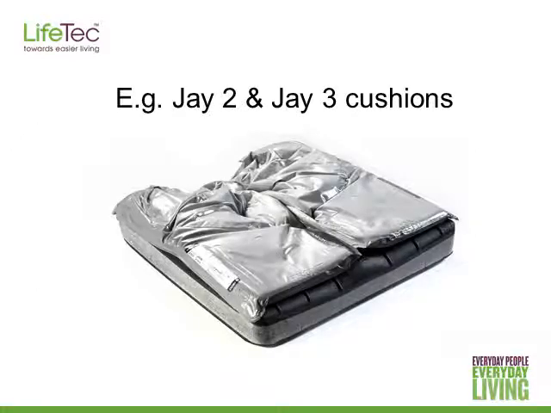J2 and J3 cushions are a good example of fluid cushions. They have a fluid overlay which covers a foam contoured base. There is a deep pelvic cutout area in the foam which is filled by the fluid. The supplier of this product states that it is suitable for people at high risk of developing a pressure injury.